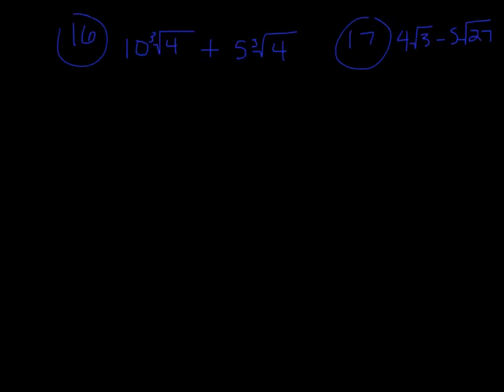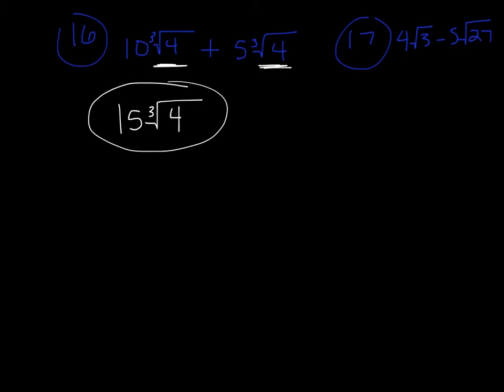16, we're adding radical expressions. We can see that our radicands are the exact same, and as are our indices. So we're just going to add the coefficients. We have 15 cube root of 4. I don't have a perfect cube that 4 is divisible by, so I can't simplify this, so that's my answer.